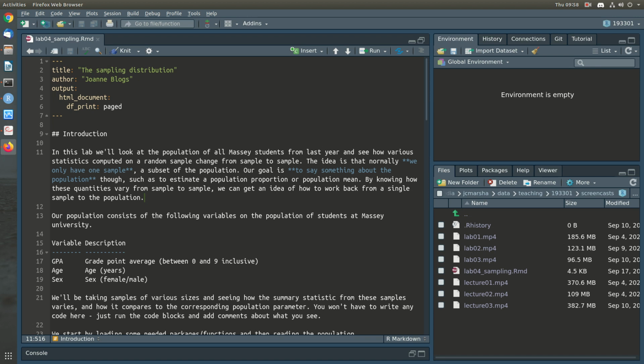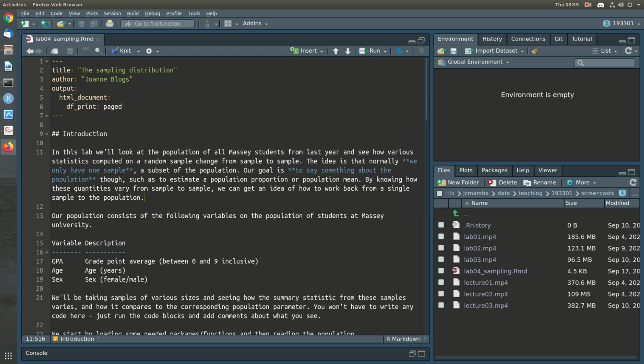So in today's lab we're going to look at the concept of sampling and how sampling from a population gives rise to different samples. Each time we sample we're going to get a different set of observations in our sample. And what we really want to know is how we can characterize the random variation we see from sample to sample. Can we characterize that so that when we only have one sample, we can get a feel for how much uncertainty is associated with that?